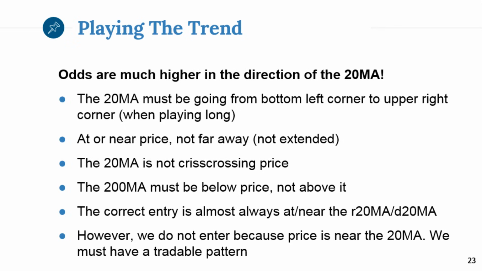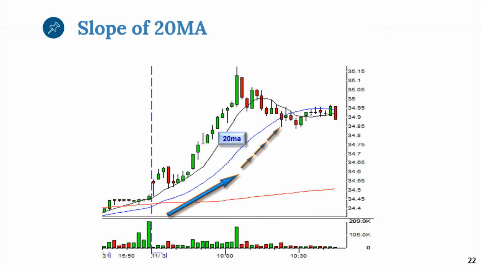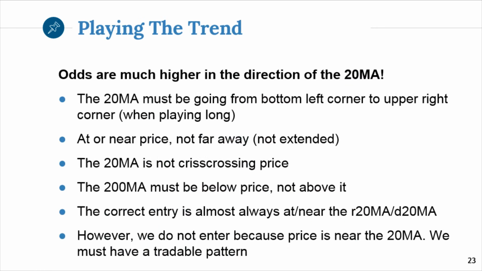So odds are in your favor if you play in the direction of the trend rather than against it. Of course, there are exceptions, and that's when the stock goes climactic, when it goes way up and goes vertical. That's the only time that I look to go against the trend. So odds are in your favor if you play in the direction of the 20 MA rather than against it. The 20 MA must be going from the bottom left corner of the chart to the upper right corner of the chart when playing long.